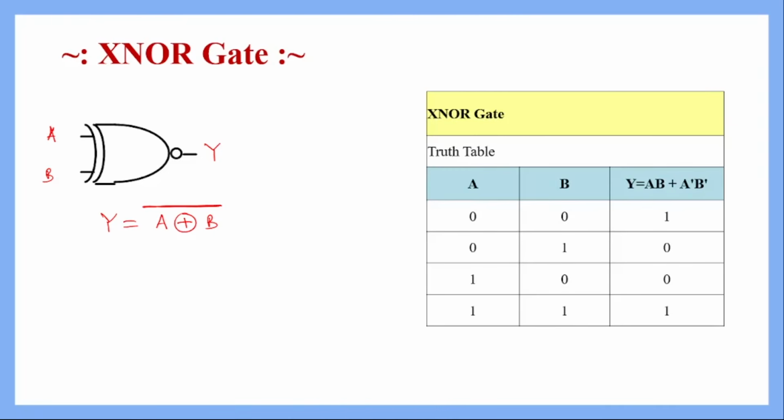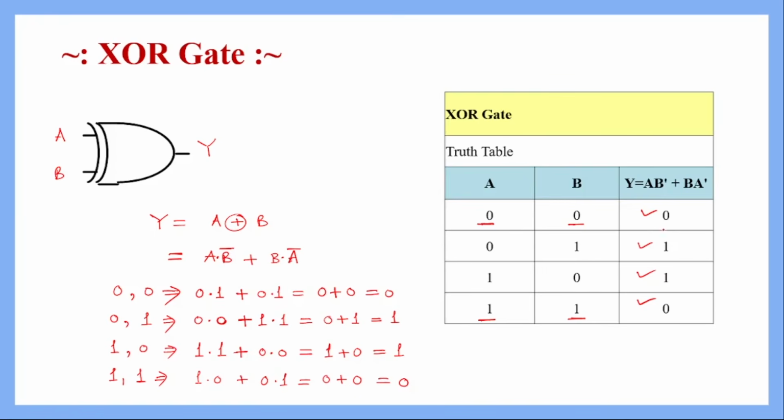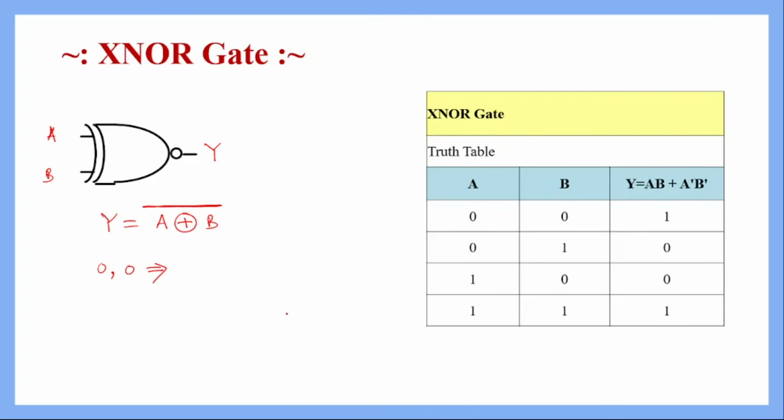And this is the truth table of the XNOR gate. When both the inputs are 0, what will happen? We have seen previously that when both the inputs are 0, the XOR output is 0. When both the inputs are 1, the output is also 0. So when both inputs are 0, as per the XOR operation it will become 0, and when it is followed by the NOT operation, it will become 1, and that's what has been written here.